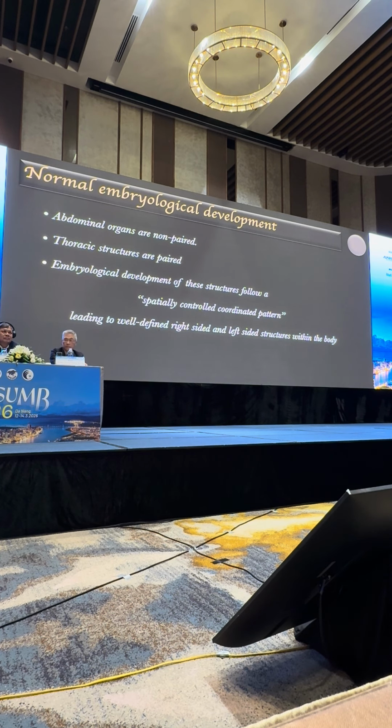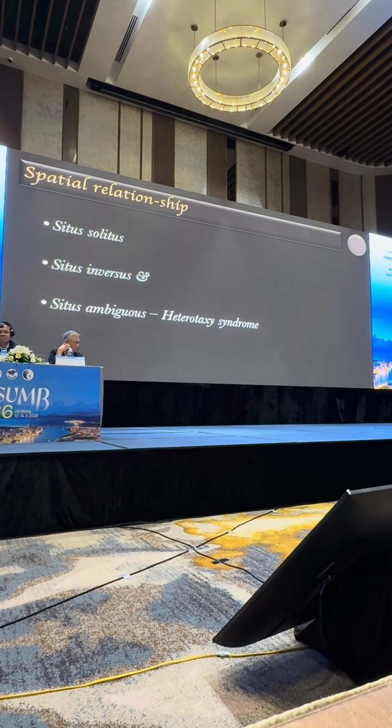The embryological development of these structures follows what's called a spatially controlled coordinated pattern. Whenever there is a misappropriation of this, it disturbs the well-defined arrangement of right-sided structures on the right side and left-sided structures on the left side. This is one thing that we have to understand very clearly. When we talk about the spatial relationship, it is either situs solitus, situs inversus or situs ambiguus, which is nothing but the heterotaxy syndrome.